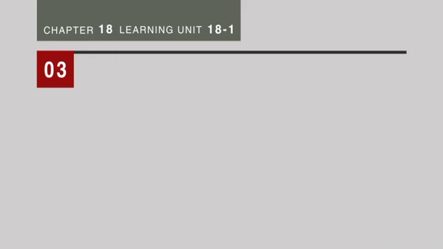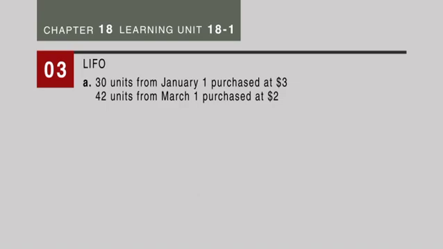So we have the LIFO method left. LIFO is last in, first out. So it's basically saying that our November purchases are going to be sold first. So what we have left over, again, we have the 72 of ending inventory. So we have 30 units from the January 1st purchase at $3 and the 42 units from the March 1st purchase at $2. That'll equal 72 units.